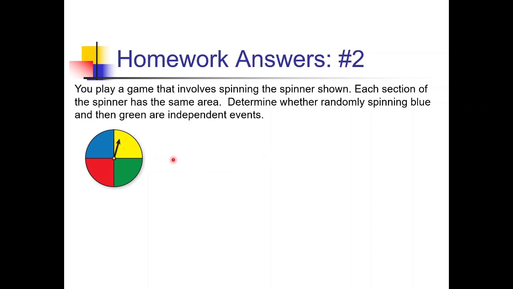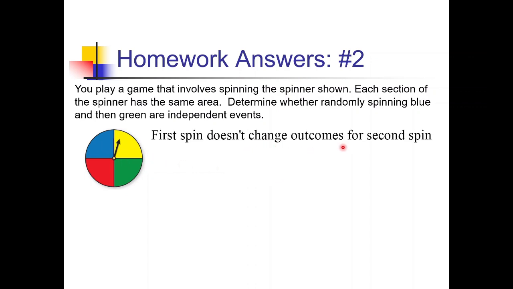On this problem, we're playing a game with a spinner, and we have the same area for each section. We just spin a few times here. We want to determine if randomly spinning blue and then green are independent events. Well, if I spin blue the first time, that doesn't really change my available options for the second spin. I could still get blue or any of these other colors. Since the first spin doesn't change the outcomes for the second, these are independent.